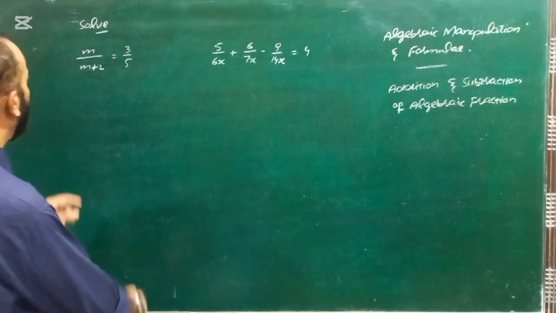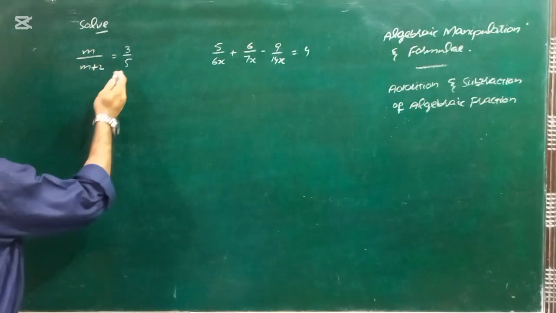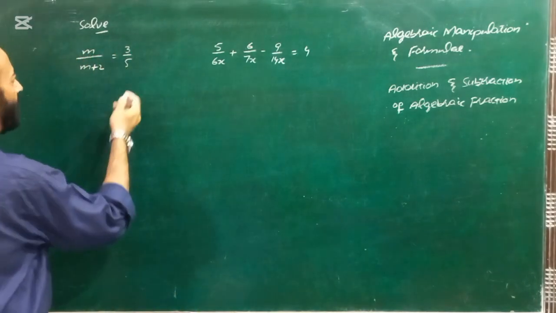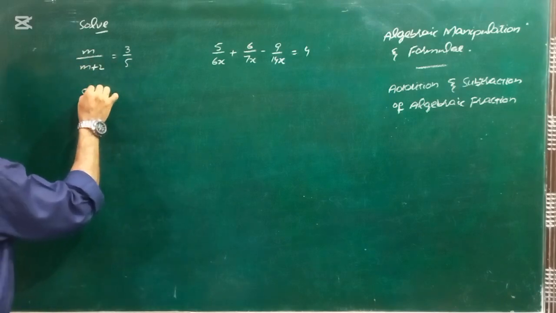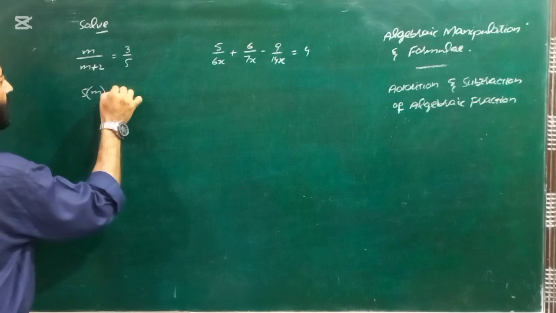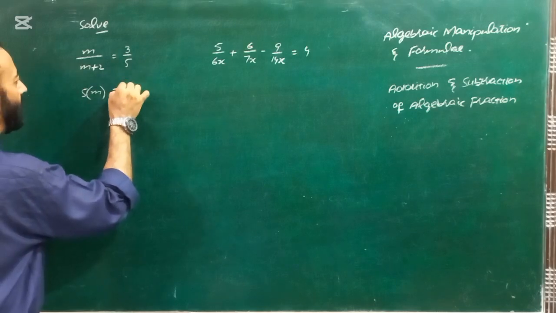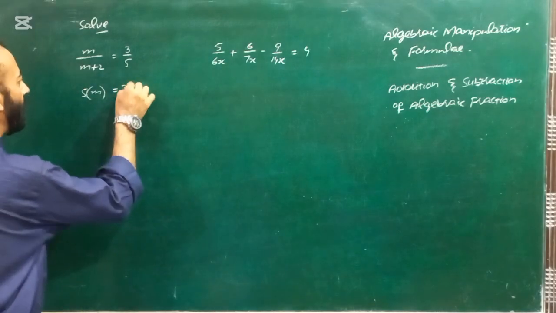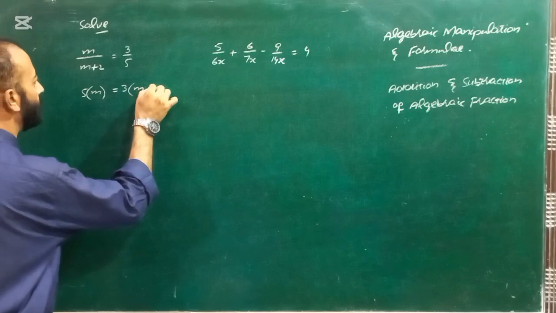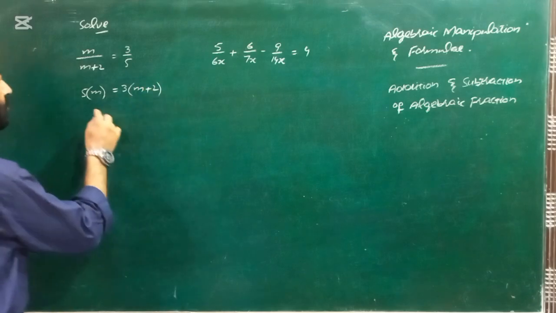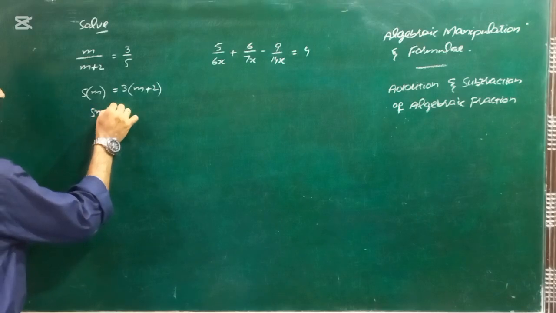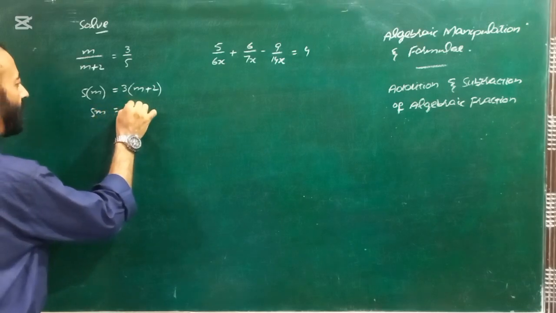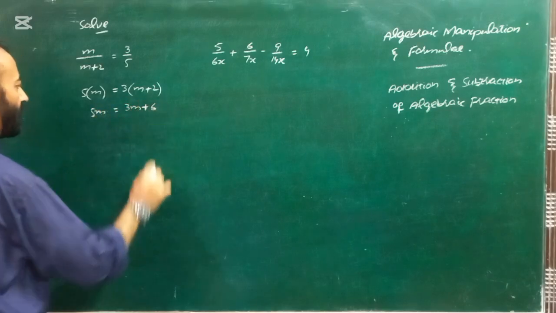So look now. In this question, cross multiplication can be applied. So 5 will come here, so 5 into m. And on the right hand side, this value will go to the right side, so 3 into (m plus 2). So at this step, you will open the bracket. So left hand side will be 5m and right hand side will be 3m plus 6.